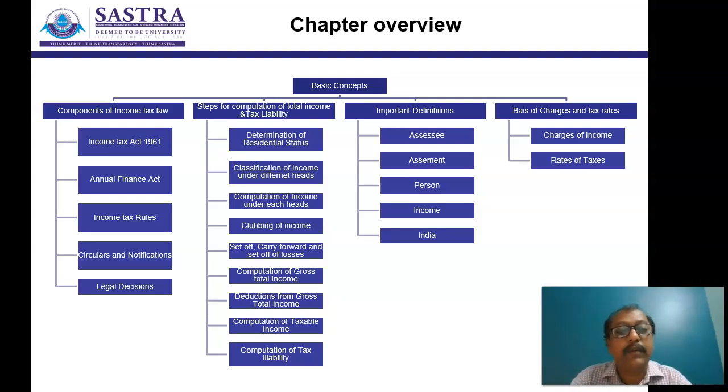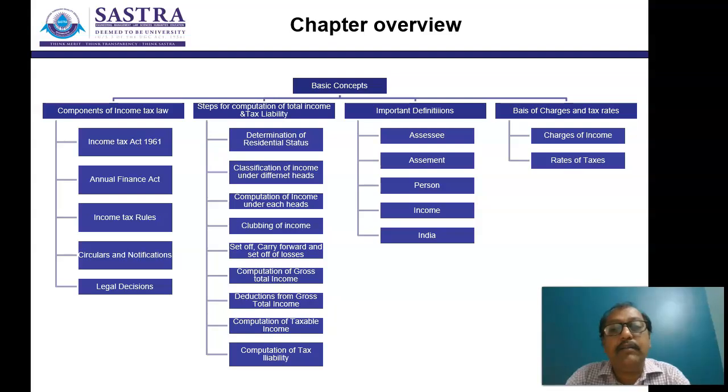So the component of income tax law constitutes 5 components. One, the Income Tax Act. According to the provisions given in the Income Tax Act, the computation of income taxes will be made. Then the Annual Finance Act, where the rules and regulations are going to be changed, and basically the rates of taxes are going to be defined there. Third one is the rules. Fourth one is going to be the notifications and circulars through which the information is going to be disseminated, and the legal decisions related to taxes are going to be a component of the income tax law.